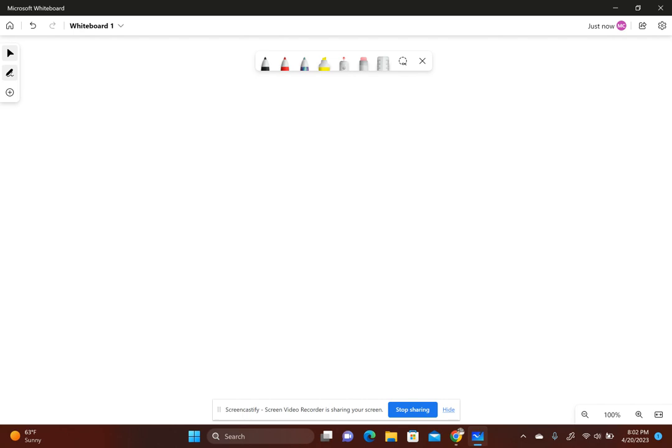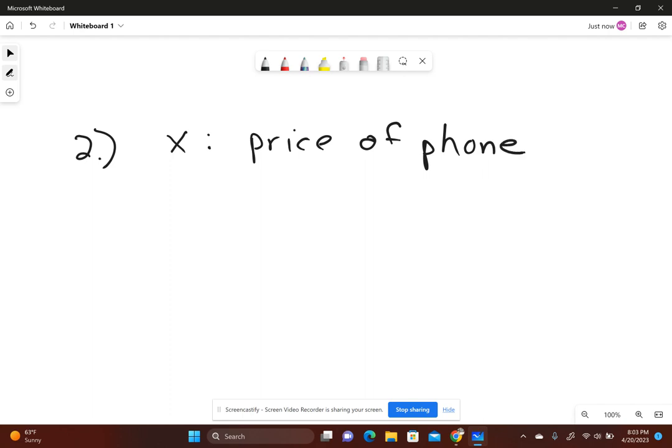Okay, let's look at number two. Number two says, I paid $3.50 for my phone. This was after my 20% coupon. What was the original price for the phone before the discount? Okay, so again, two different ways to do this. We can say x is the price of the phone. We don't know what the phone was marked, but I know whatever it was marked, I got 20% off.